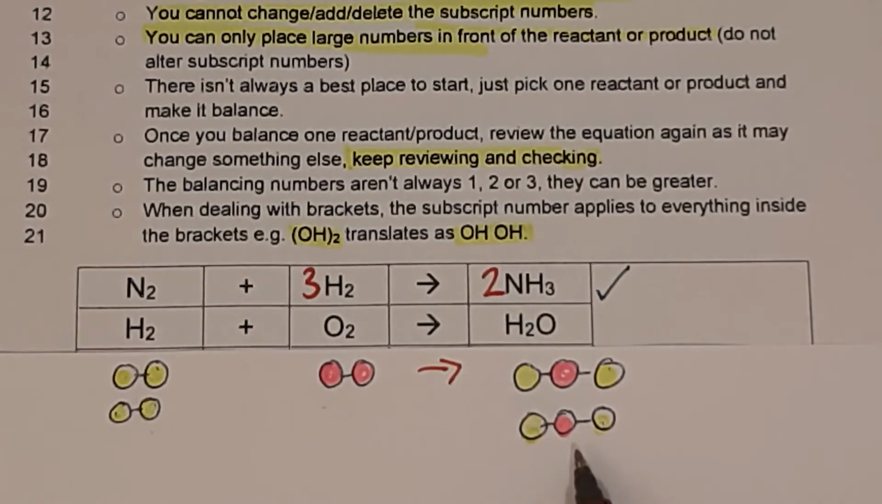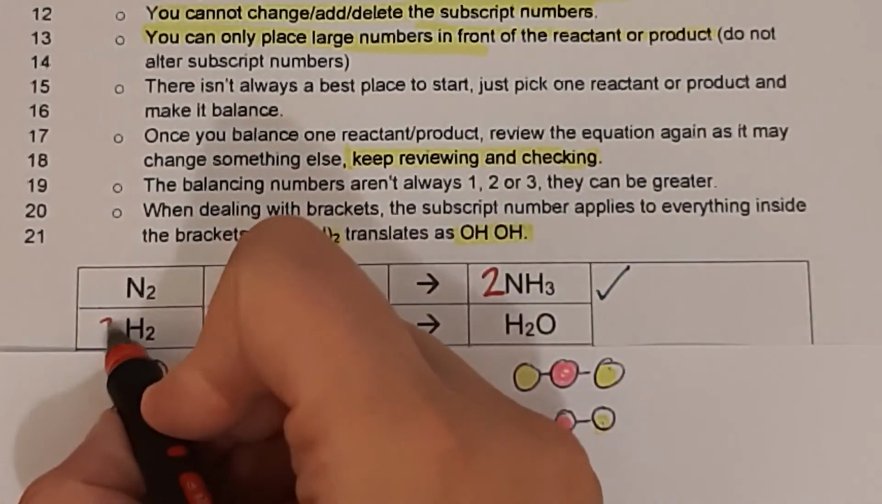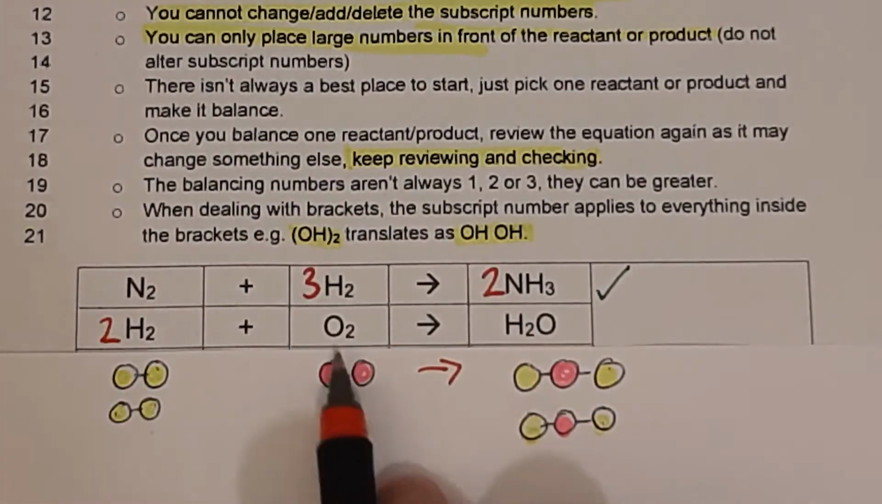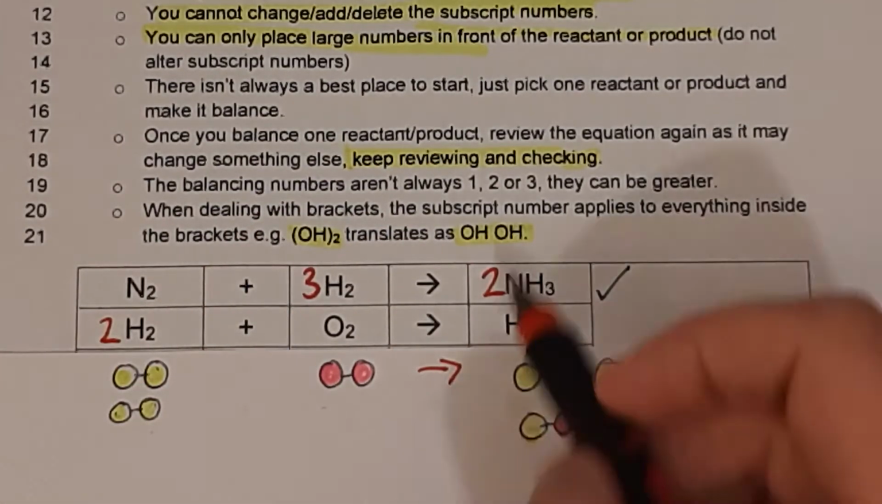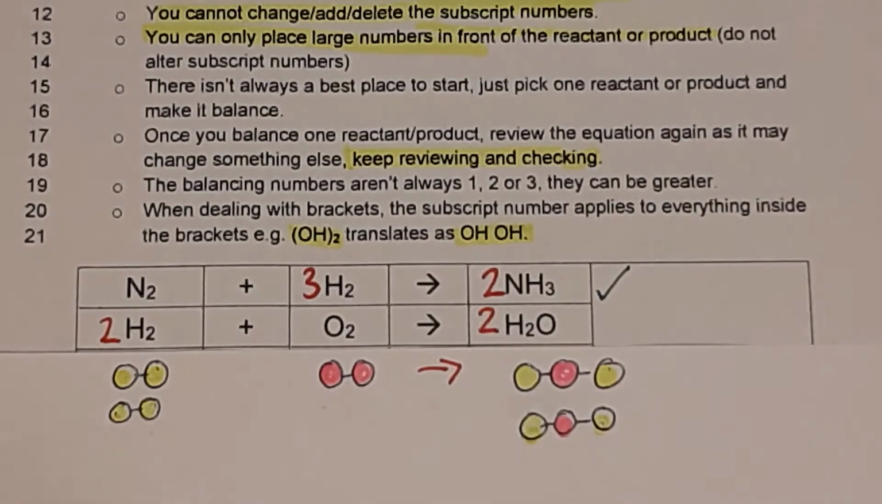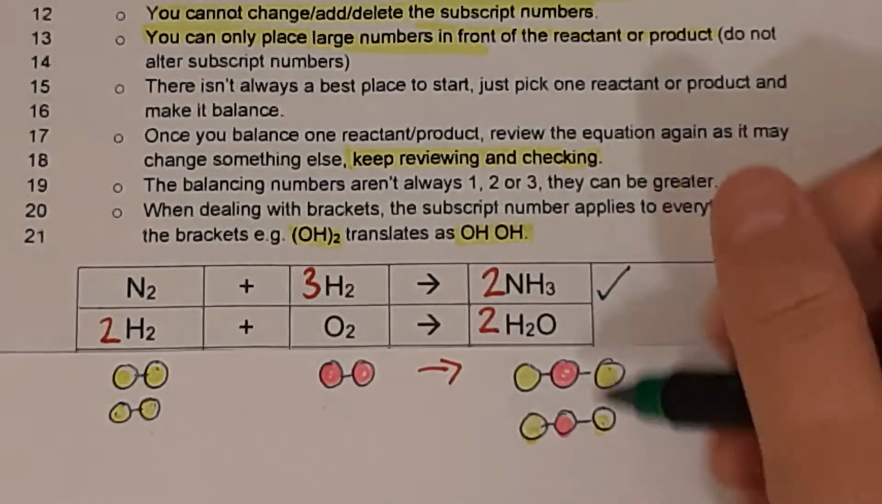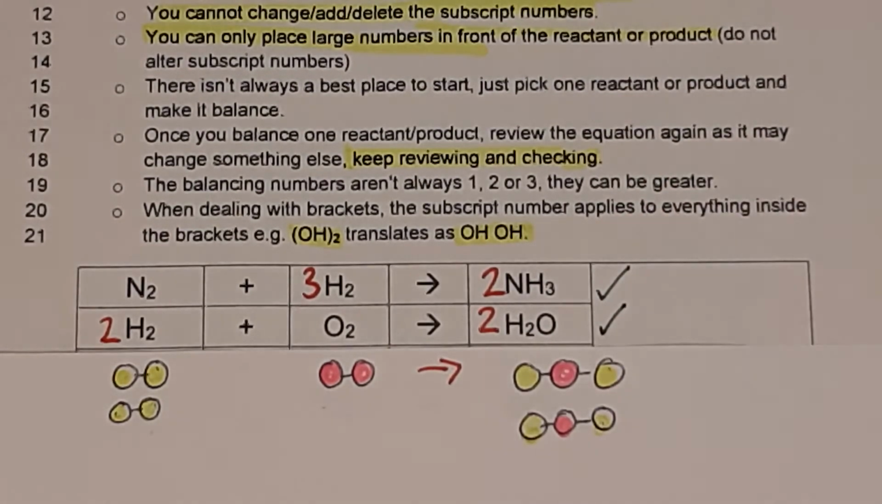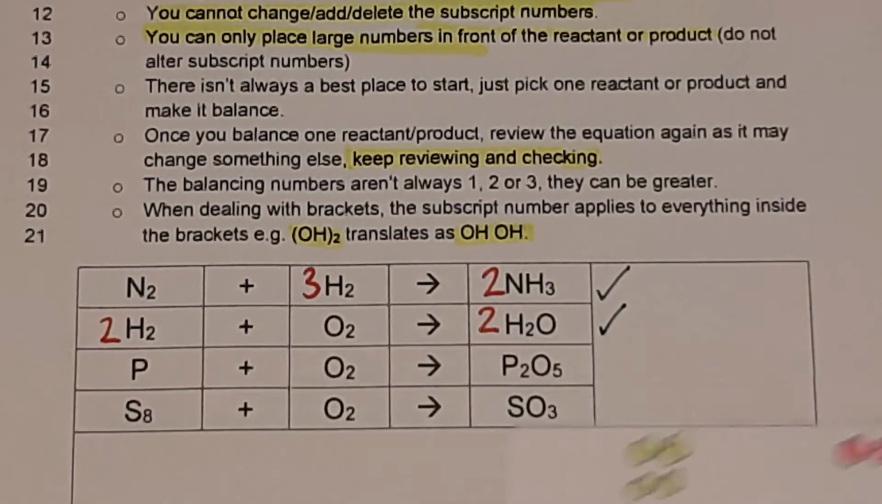Let's change this in the actual equation. So we have 2 lots of H2 here. Okay, that's the same. And then we have 2 lots of H2O. So now that is a balanced equation. So there is our answer for the second equation: 2 H2 plus O2 turns into 2 H2O. Okay, so we can carry on with this, and I'm just going to go through the next one.